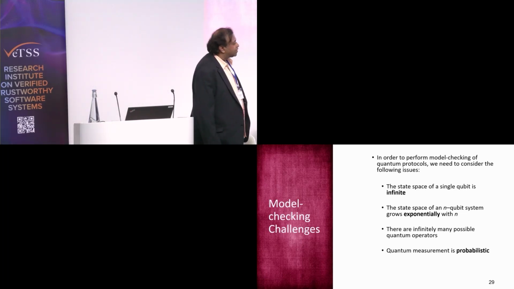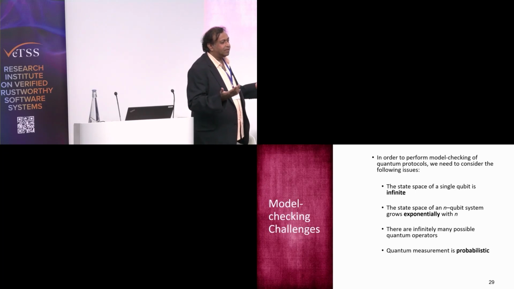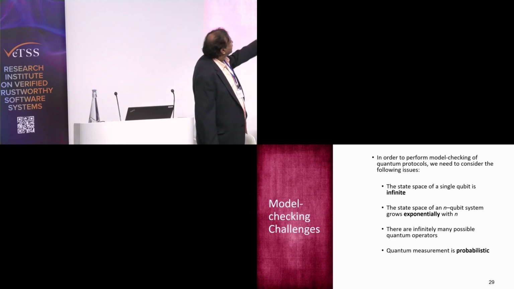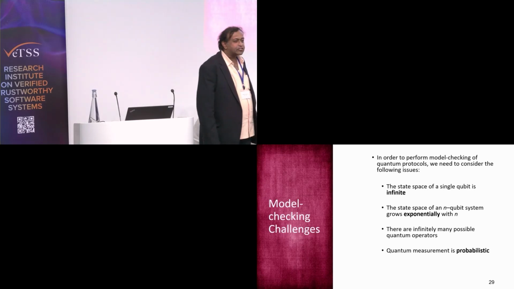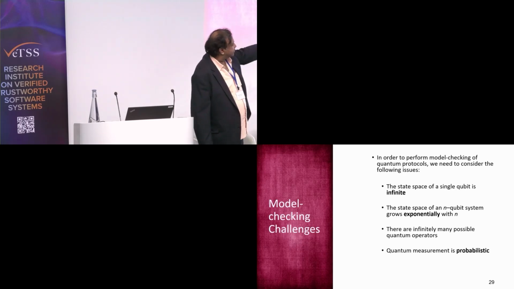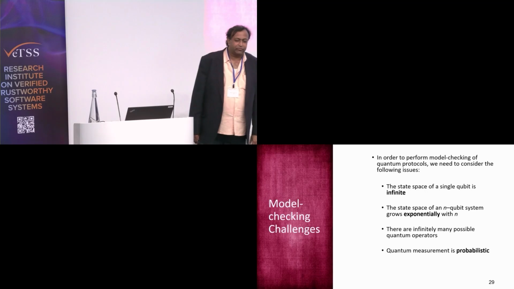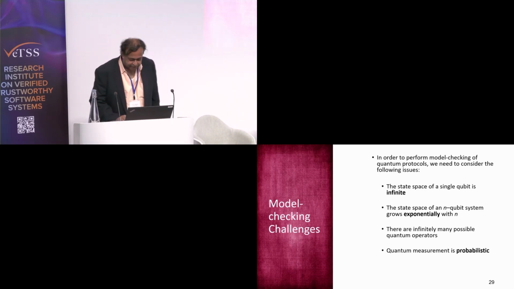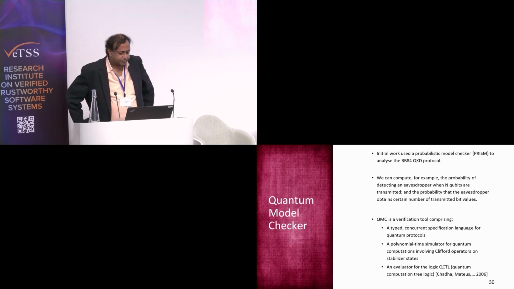The state space of a single qubit itself is infinite, right? One qubit has complex numbers, so that's infinite. If you have an n qubit system, it grows exponentially with n. There are infinitely many possible quantum operators; I mentioned a few, but any kind of rotation is a quantum operator. And quantum measurement is probabilistic: you measure something and you get probabilistic results. So it's quite complicated doing any kind of model checking, and we have to make some restrictions on what we can check.